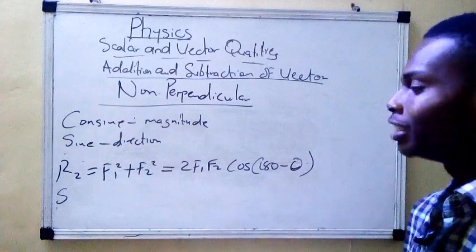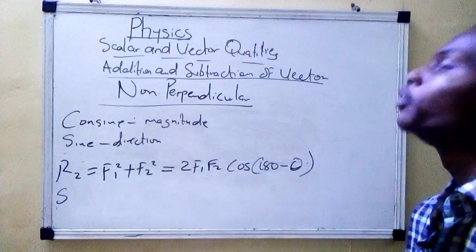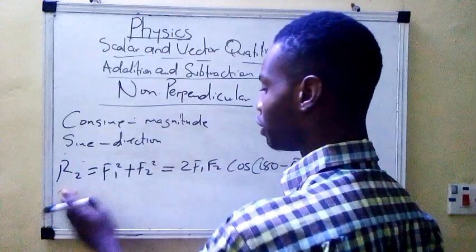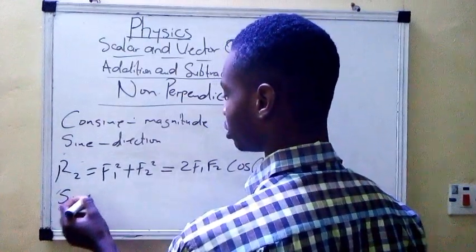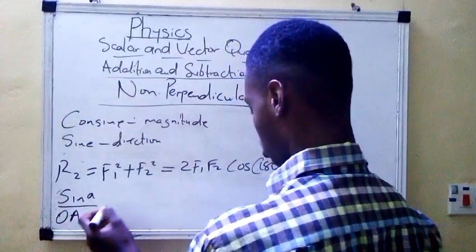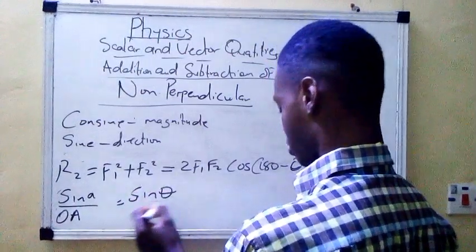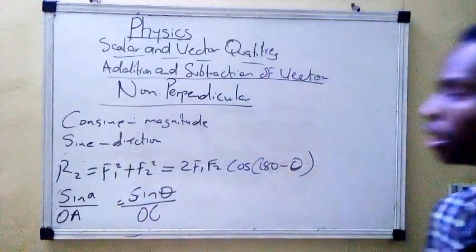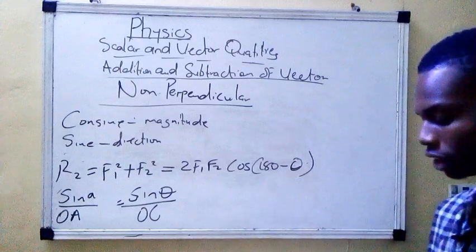Now another heading, right? Using sine rule, the direction is given by. For sine rule, the formula is what? Sine A over F1 equals sine theta over R. Alright, now this is for direction when the angle is inclined at 45 degrees.